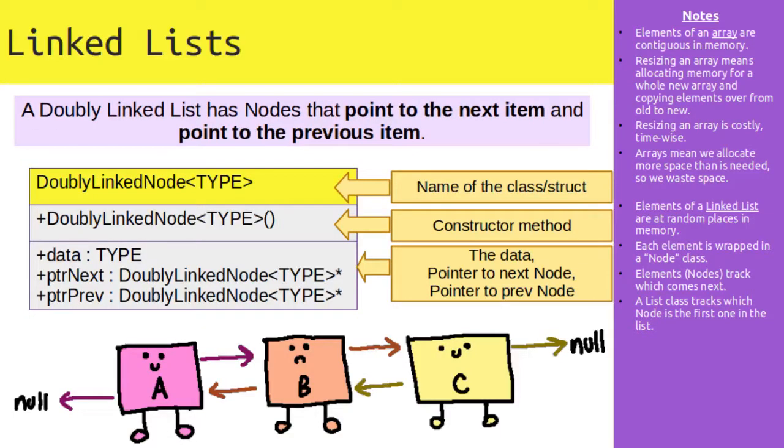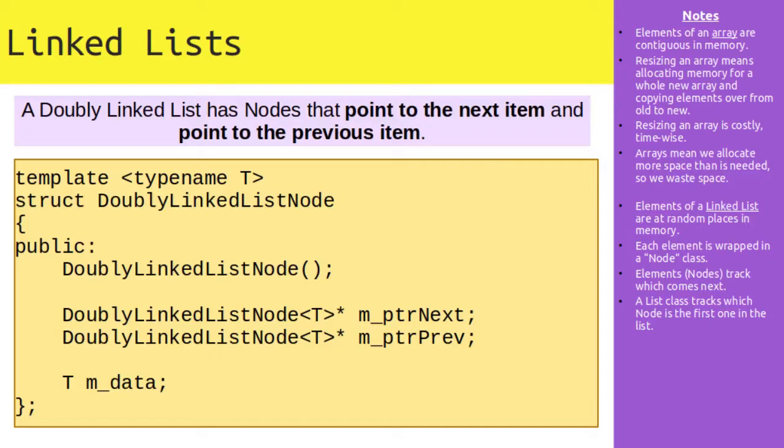For a doubly linked list, it has nodes that point to both the next item and the previous item. So in this diagram, we have the doubly linked list node. It has its constructor, it has the data, and it has a pointer to the next item and the previous item. And here is how the struct or class for this doubly linked list node could look.